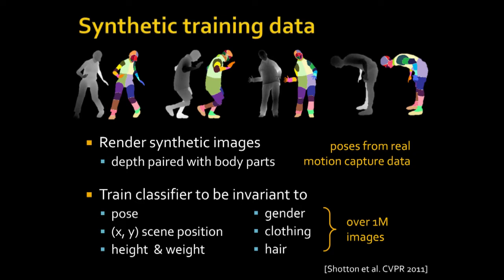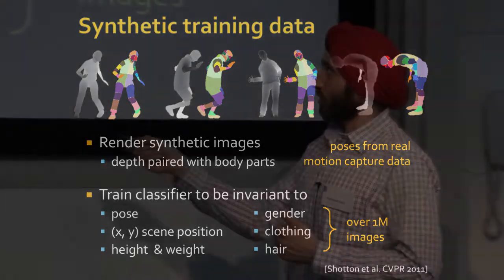You capture tons and tons of these pairs of depth images and the position of different body parts, right? Essentially 1 million of them, and these cover all different types of poses, the locations of the scene, different types of heights and weights, genders, clothing, and hair. And then you train the system. So what does the result look like?